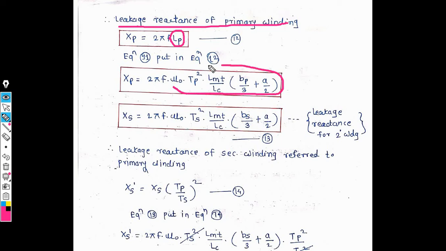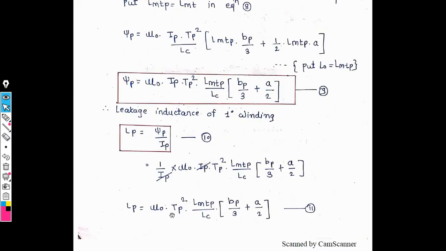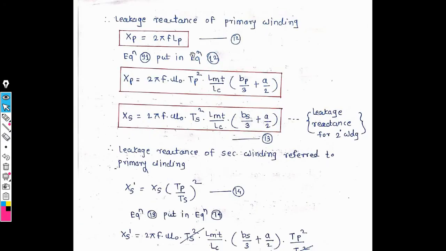This is the value of LP, that is, LP is equal to the leakage inductance of the primary winding, from the previous equation. The value of LP is calculated. Then this value of LP is put in the equation XP is equal to 2 pi F into LP, that is equation number 12. The previous equation is number 11. Equation 11 is put in equation 12.